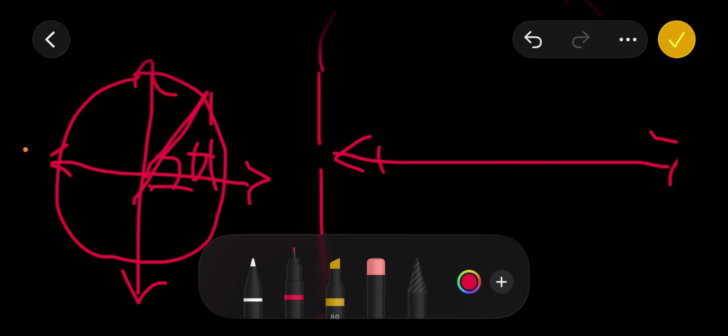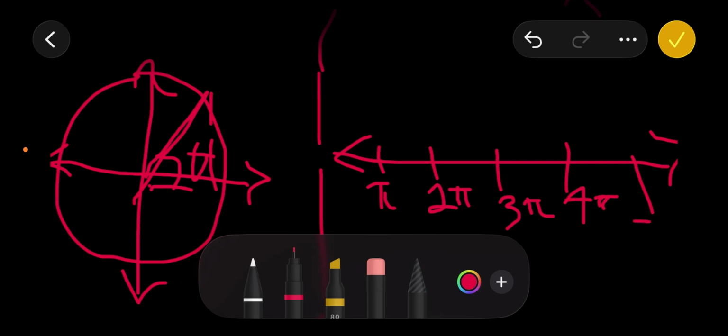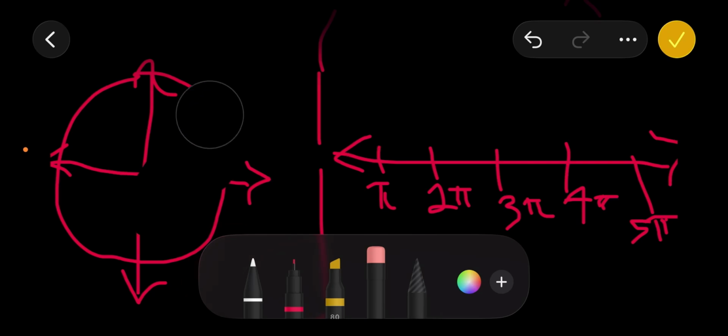This is how a wave graph looks. So this is pi, this is 2 pi, this is 3 pi, 4 pi, and 5 pi. Pi is here because we're talking about circles. Pi is always in circles. Remember, basic 6th or 7th grade math.